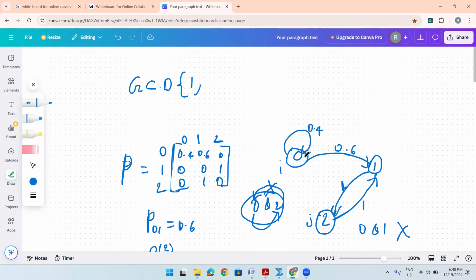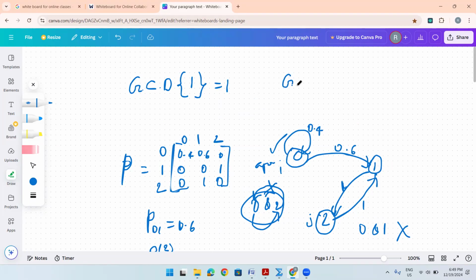Second path is there is no second path, because if we move from 0 to 1, we cannot return back to 0 again. So the GCD of just 1 is 1. So we say that this is an aperiodic state. This is an aperiodic state. And next, let us see about state 1. So we have to see all the paths.